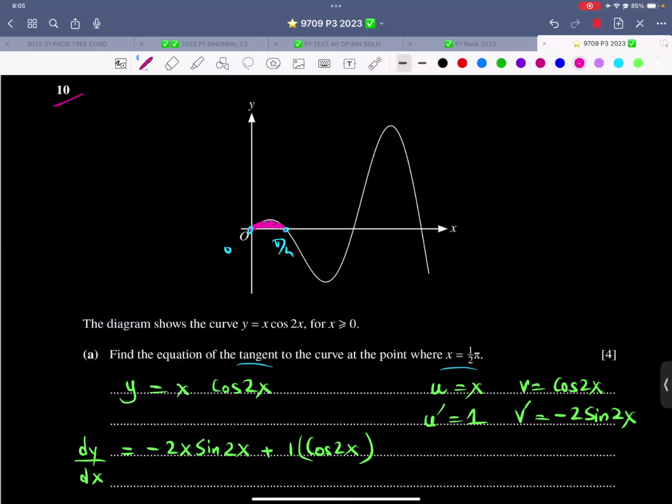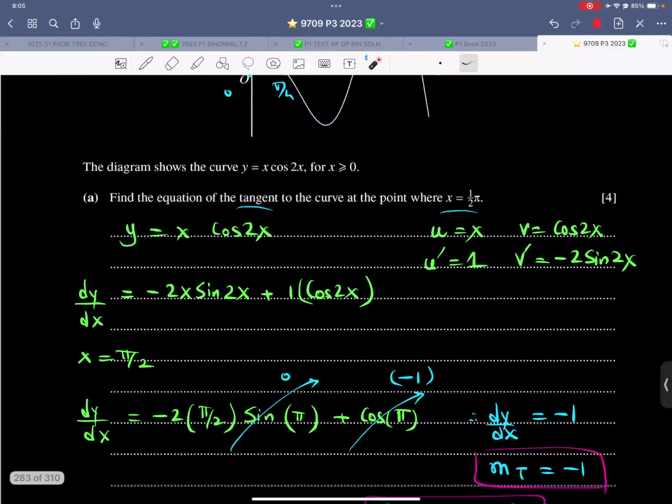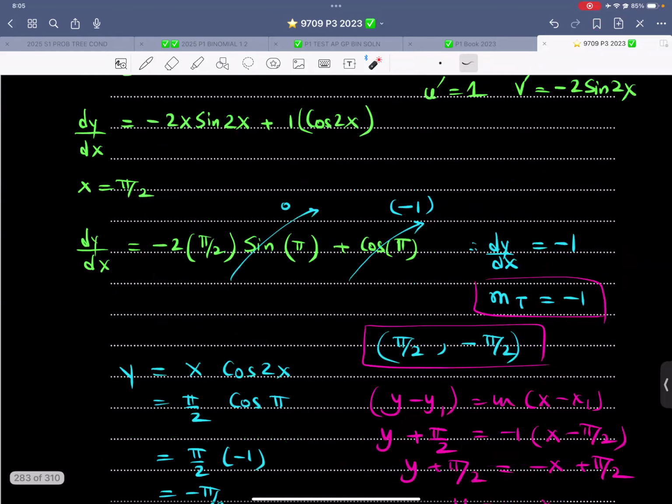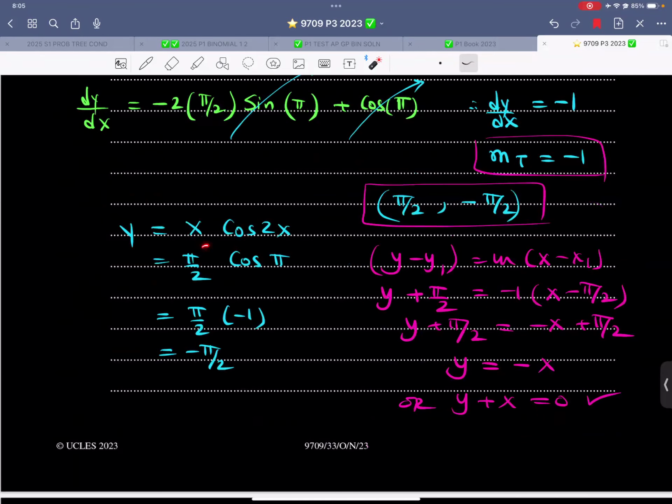It says the diagram shows the curve y is equal to x cos 2x, for x greater than or equal to 0. Find the equation of tangent to the curve at the point where x is pi by 2. Simple. U is x, u prime is 1, v is cos 2x, v prime is negative. Dy by dx, x is pi by 2, you plug it in, you get dy by dx is negative 1. That is gradient of tangent. Are they asking tangent? Yes. X is this, corresponding value of y is this. Just write it down, and it's a beautiful answer. Y is equal to negative x.